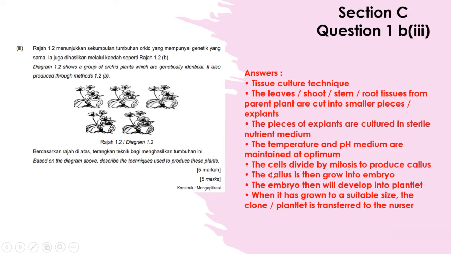So what happens to the explant? The cells of the explant divide by mitosis to produce callus. The callus then grows into an embryo. The embryo then develops into a plantlet. When it has grown to a suitable size, the plantlet is transferred to the nursery or to the soil. So that is the tissue culture technique.